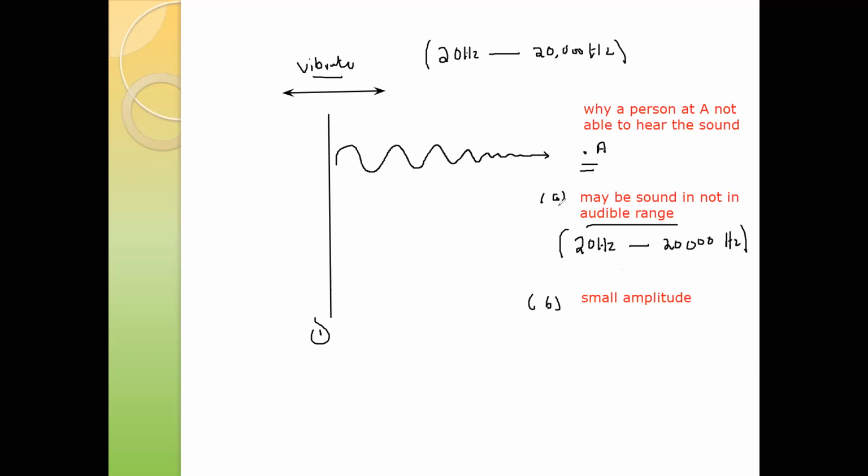Is it clear? So why a person may not be able to detect a sound? There might be two reasons. The third one is only if there is a vacuum, since sound cannot travel through vacuum. So maybe a vacuum is there, you can consider. That's why a person is not able to detect a sound.